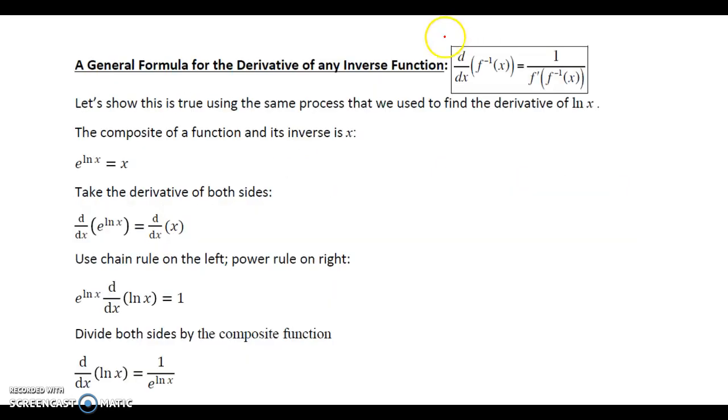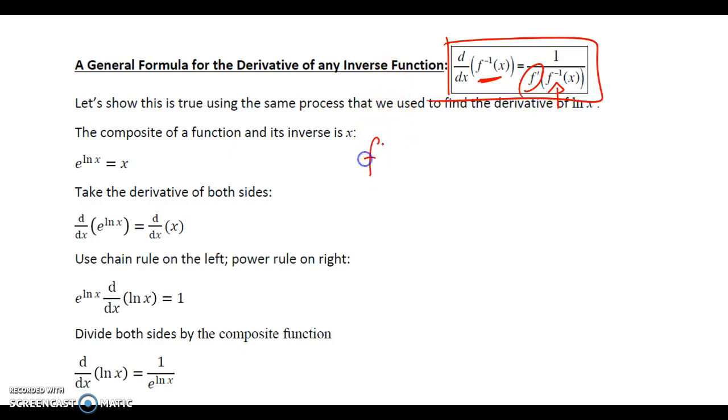Alright, we have this special formula, and we're going to try to use it to show the same thing, that the derivative of ln of x equals 1 over x. So it's saying the derivative of this inverse function is equal to a composition function, the derivative of the original function with an input of the inverse. It's kind of crazy. So let's try this.